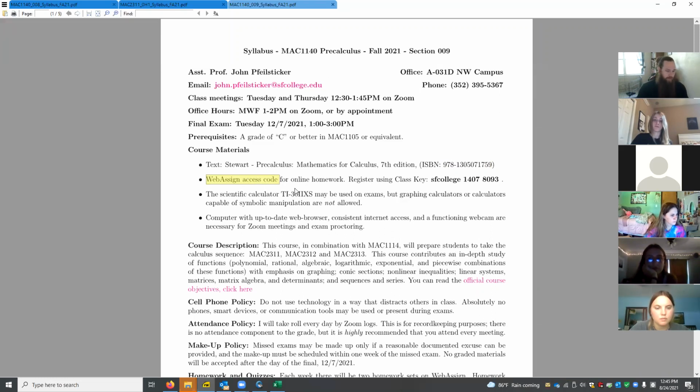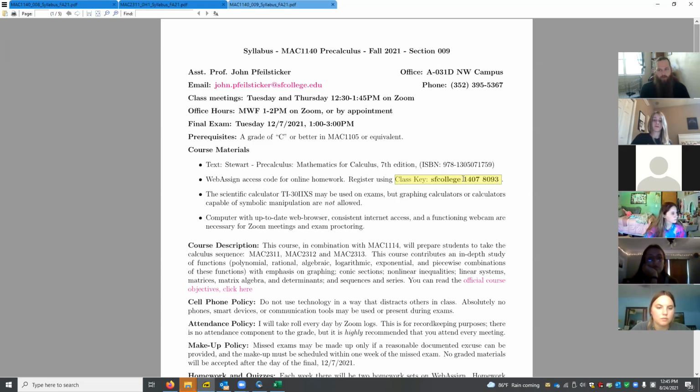If you intend to use your financial aid, I do believe if you're going to charge it to financial aid, you have to go through the bookstore. The access code is like your proof of purchase. It's how you tell the people at WebAssign, yes, I paid for this. The thing you need to tell them what class you're in, to tell them you're in my pre-calculus class, is the class key.